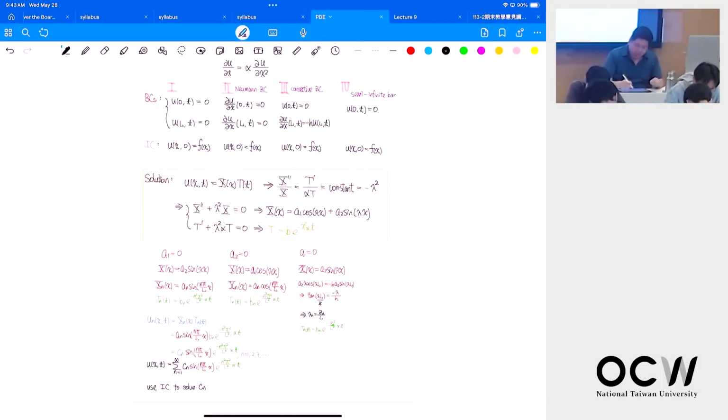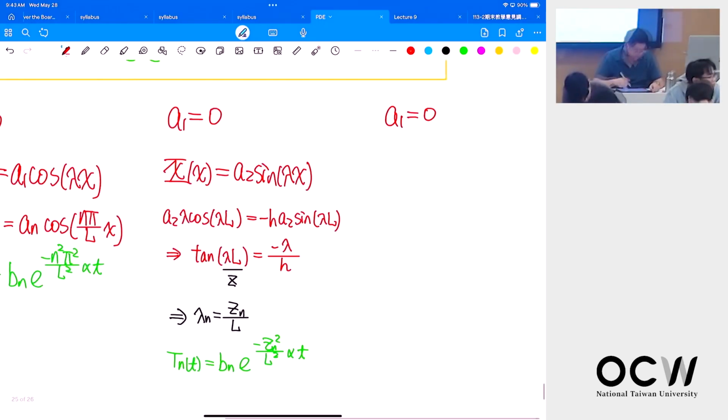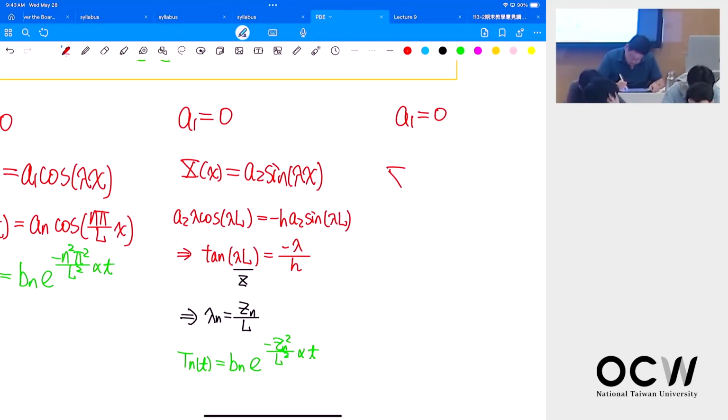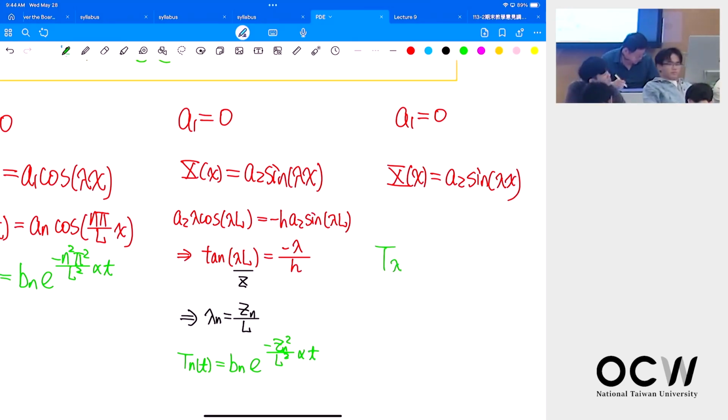Okay, last one. Again, that x equals 0, that's 0. So which coefficients will be 0? They're the same, right? So A1 should be 0. Now your x is A2 sine lambda x. And your temperature, T lambda, is B lambda times e to the minus lambda squared alpha t.